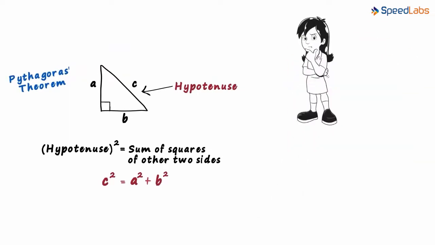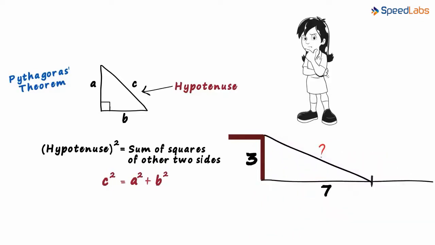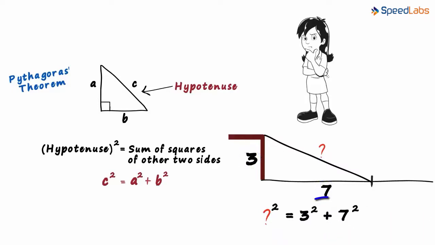Zara wanted to build a ramp leading from the ground to the back porch. The porch is 3 feet off the ground, and due to building regulations, the ramp must start 7 feet away from the base of the porch. How long will the ramp be? Using the Pythagoras theorem, we can say that the square of the length of this ramp will equal 3 squared plus 7 squared. The square root of this sum will give us the length of the ramp.